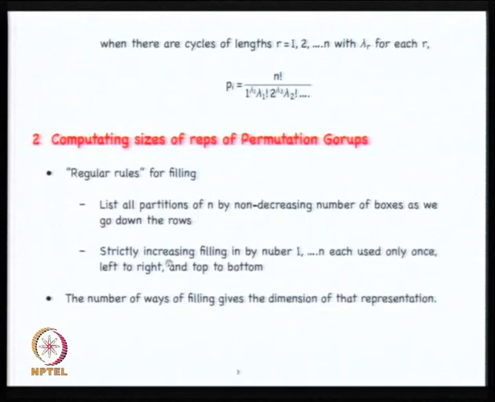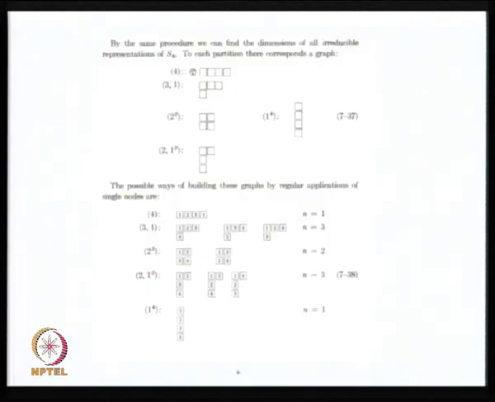Then fill these up by numbers 1 to n in strictly increasing order in each row, top to bottom as well as left to right. So, here first let us just check that this is according to the system we saw. The number of boxes in subsequent rows is non-increasing. It can be the same but not increase. So, then we get these 5 patterns for S4. Now, we start filling with numbers 1 to 4.